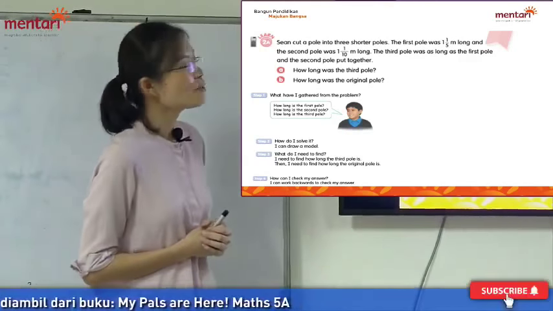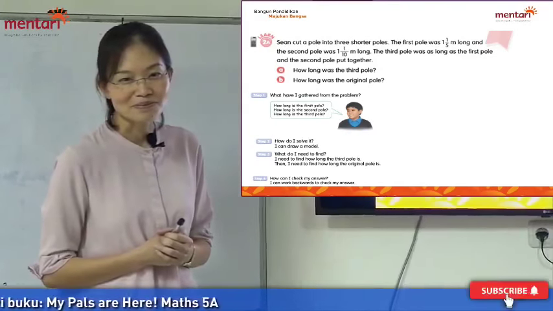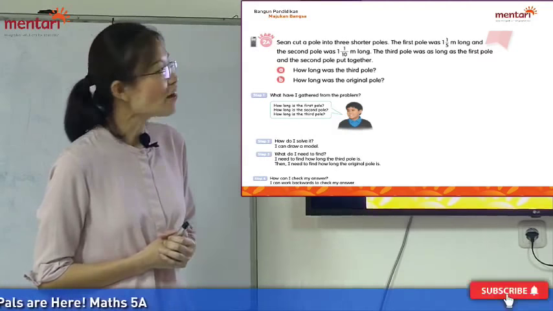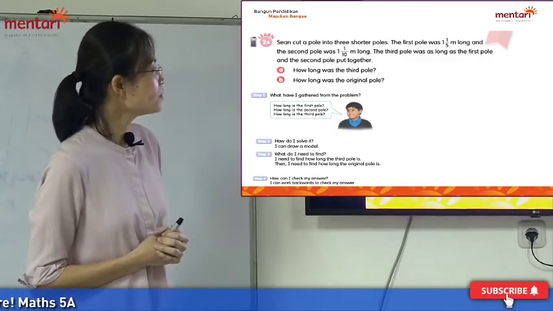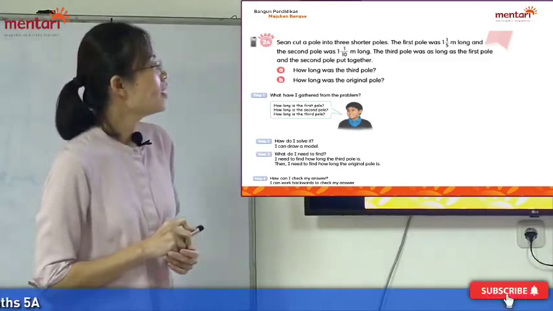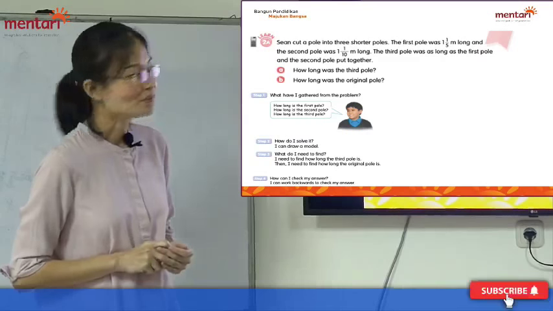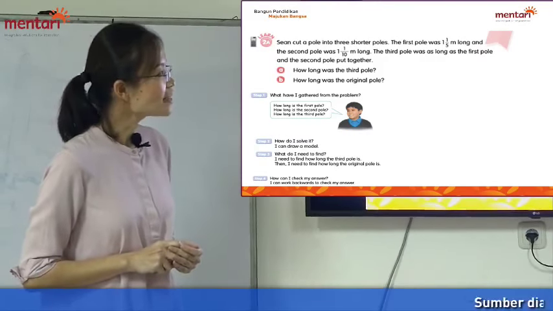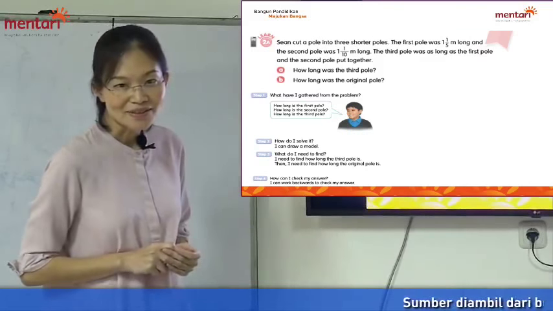Sean cut a pole into 3 shorter poles. The first pole was 1.5 meters long, and the second pole was 1 1/10 meters long. The third pole was as long as the first pole and the second pole put together.